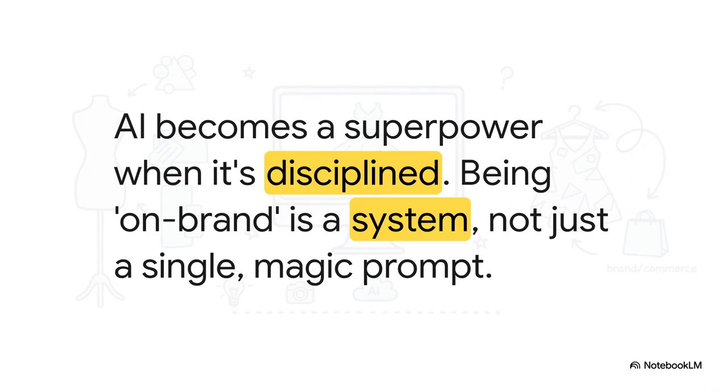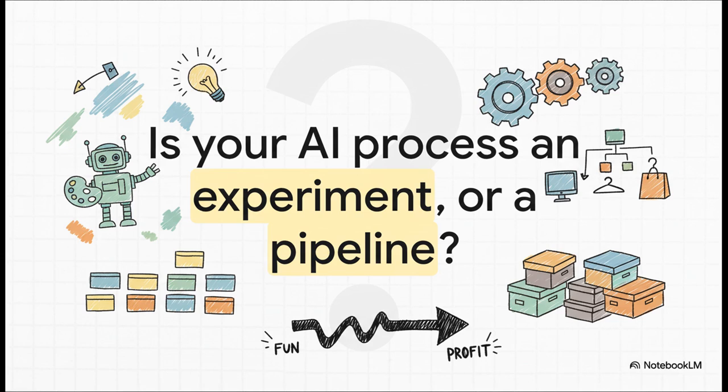And that brings us to the single most important idea from this entire explainer. If you remember one thing, let it be this. Being on brand with AI isn't about finding some magic prompt. It's about building a disciplined, repeatable system. So, I'll leave you with this question to chew on. Take a hard look at how you're using AI right now. Is it still just a fun little experiment? Or have you actually built a professional production pipeline? Because honestly, the answer to that question is going to determine whether AI becomes a cute gimmick for your brand or a genuine superpower.